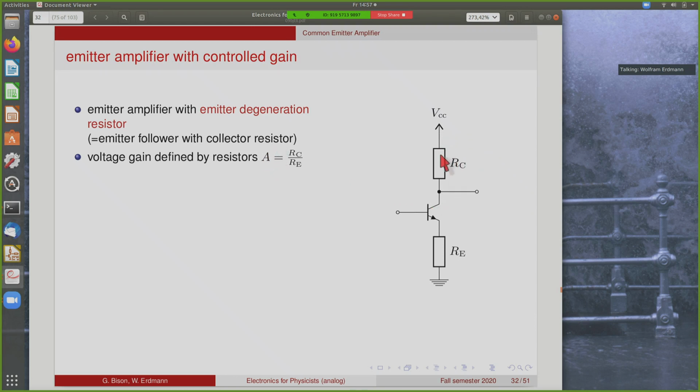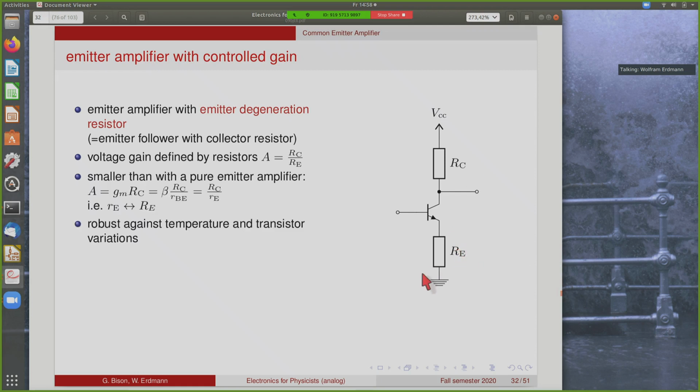and not by the transistor itself. So the current that flows through the transistor here is always more or less the same, and therefore the amplification here is given by the ratio of the collector resistor and the emitter resistor.